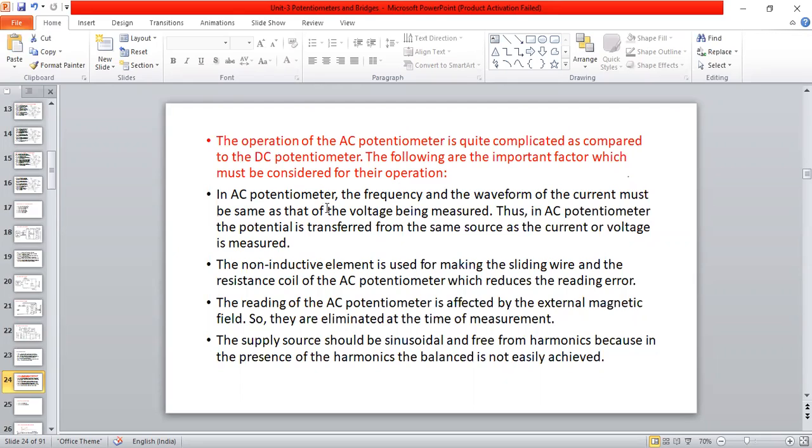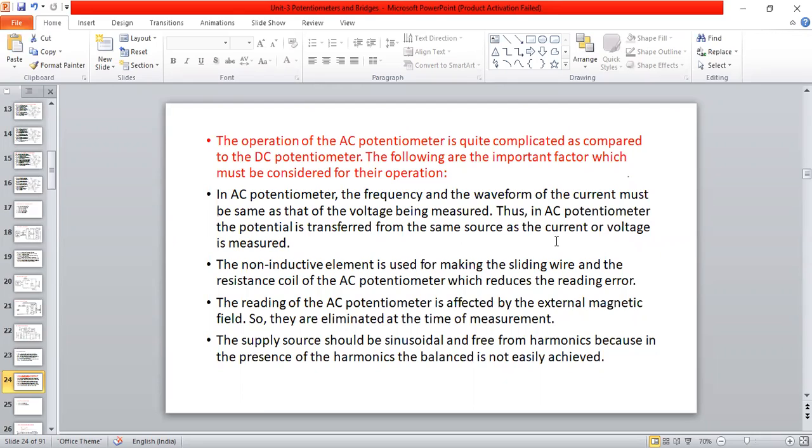I will tell that in the AC potentiometer. The frequency and waveform of the current must be the same as that of the voltage being measured. Frequency should be the same. Yes or no? The standard and unknown, both the frequencies should be the same, as well as the current, and the angle should be the same.